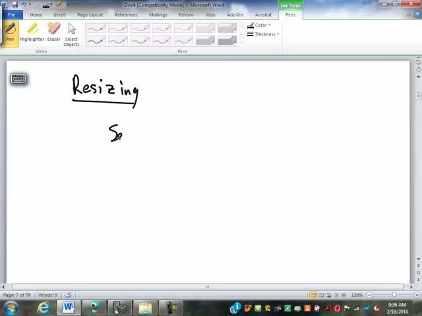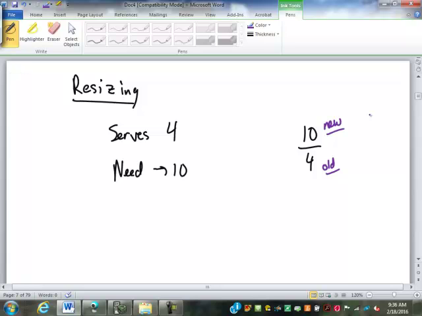If we have a recipe that serves 4 and we need to serve 10, well, we just use 10 over 4 and we multiply everything by that. You know, this is the old amount and the new amount. The new amount goes on top, the old amount on bottom. And we can use that to resize things. Sometimes called an enlargement factor. When we get into geometry, we're going to use that quite a bit as well.